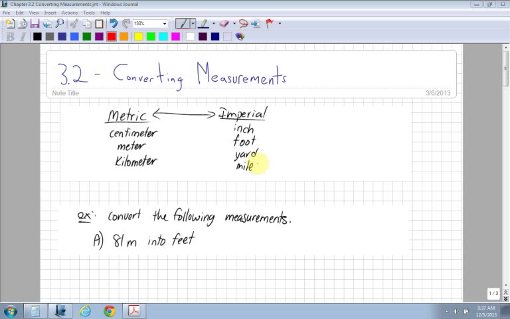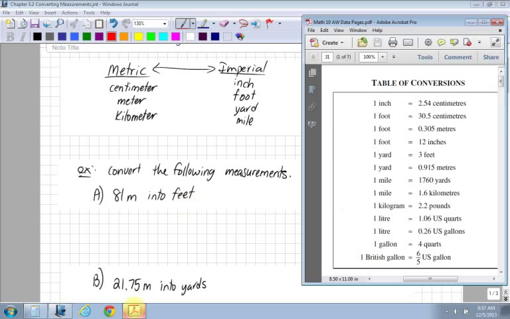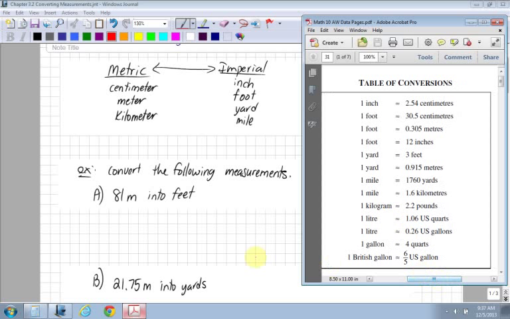So the first thing I want to do is look at converting the following measurements, and I'm going to go from either metric to imperial or imperial to metric, depending on what the question asks for. Part A asks to convert 81 meters into feet. First thing you want to do is look at your data sheets. Always have these handy.